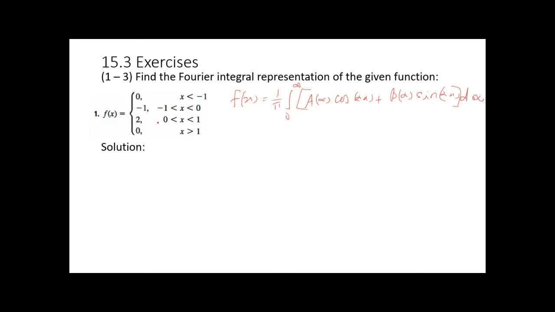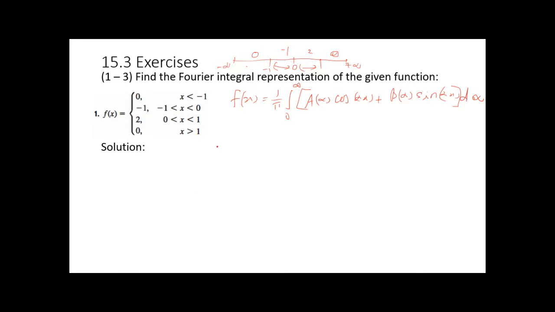There are 4 intervals you can see here. On the real line, this end is negative infinity and this end is positive infinity. The middle point is 0. There is a negative 1. Less than negative 1, the function is 0. Between negative 1 and 0, the function is negative 1. Between 0 and 1, the function value is 2. And beyond 1, between 1 and infinity, the answer is 0. So the function is defined between only 2 points. In the first and last intervals, the function is 0.